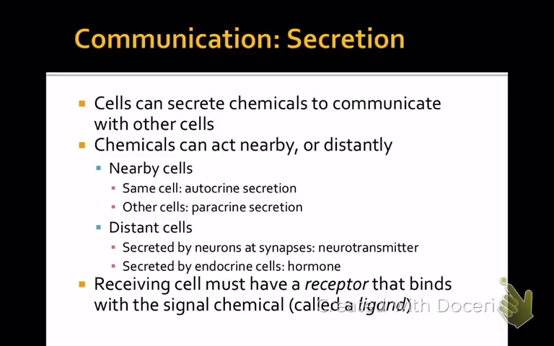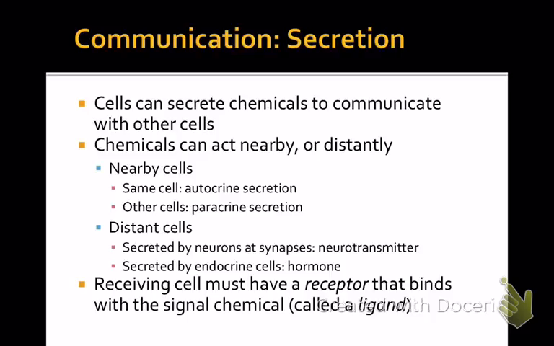So we have some terms here. If it's the same cell, it's called autocrine. What does auto mean? Auto means actually self. Okay? So an autocrine secretion is one that stimulates yourself. Okay, crine, C-R-I-N-E, means to secrete, basically. If it's other cells nearby, it's called paracrine. Para means alongside or beside. Okay, so paracrine, nearby cells.